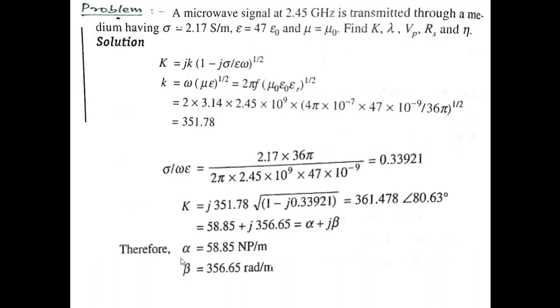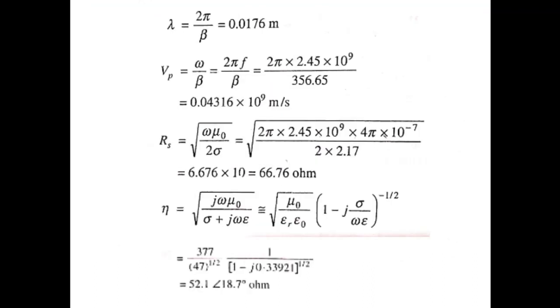Therefore, the attenuation constant alpha is equal to 58.85 Nepers per meter and the phase constant beta is equal to 356.65 radians per meter. The wavelength is equal to 2 pi by beta. This is equal to 0.0176 meter, if you substitute the beta value 356.65.